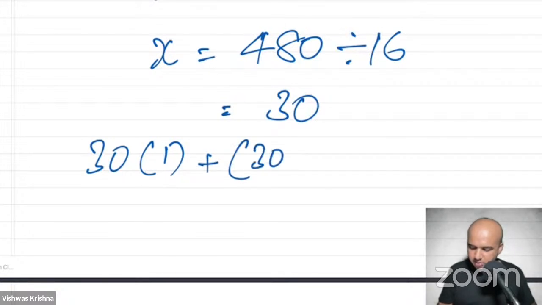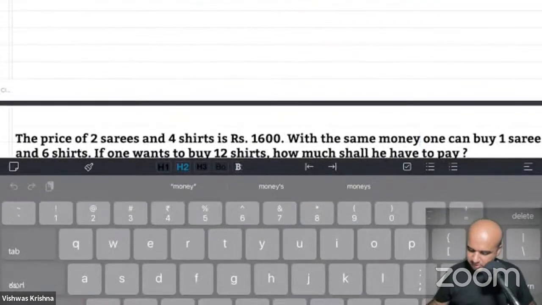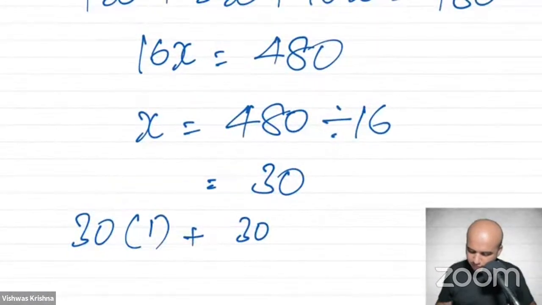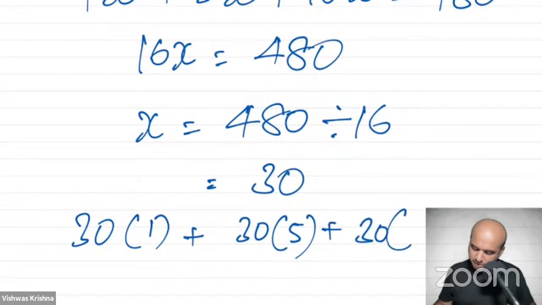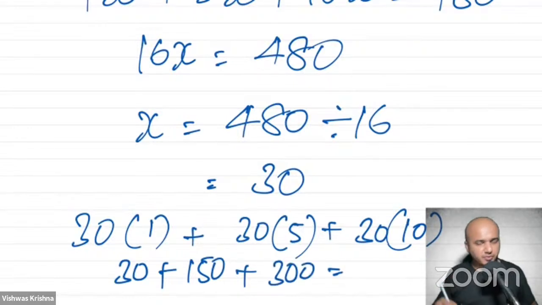30 5 rupee notes plus 30 10 rupee notes. So if you do the math here, 30 rupees into 1 is 30 only. 30 into 5 is 150, plus 30 into 10, 300. So 300 plus 150, 450, 450 plus 30 will be 480.